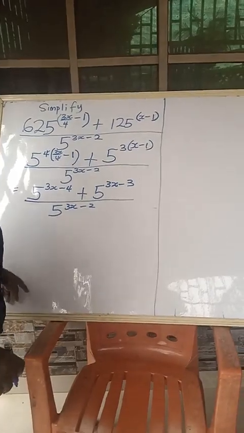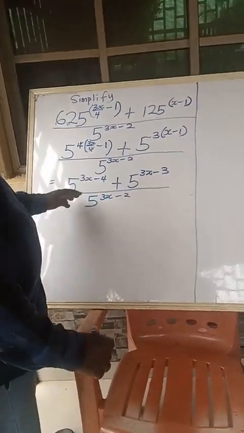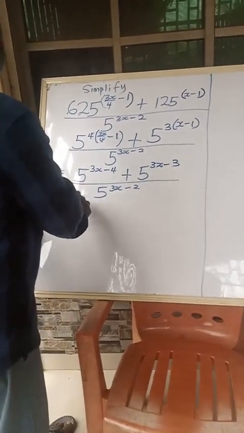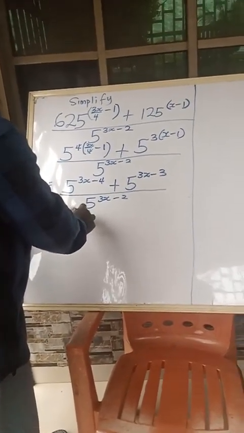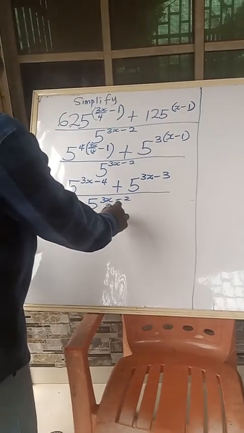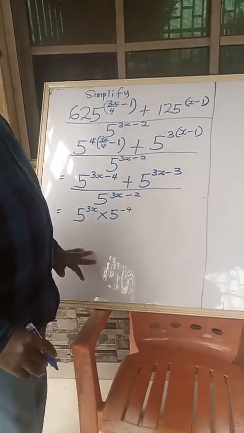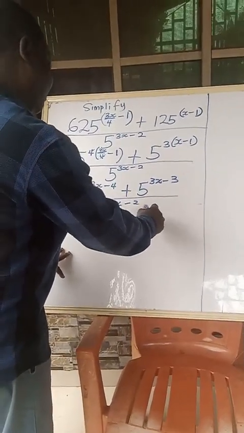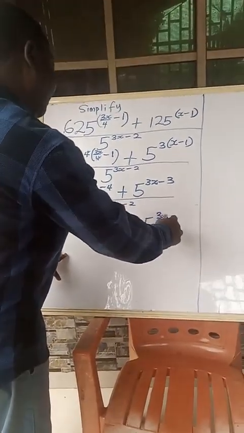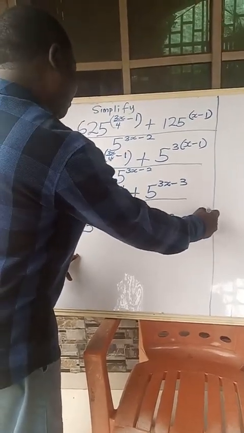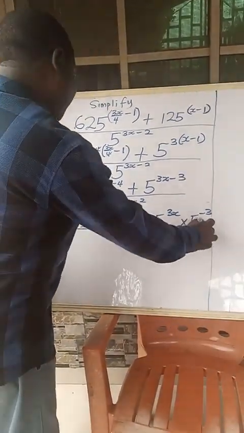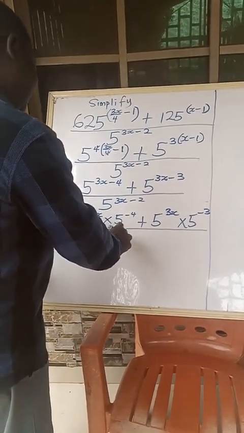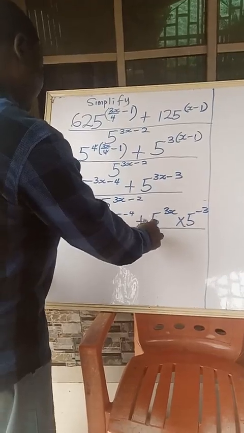Then the next step, I want to split these indices into two parts. 5 raised to power 3x minus 4 is the same thing as 5 raised to power 3x times 5 raised to power minus 4, according to one of the laws of indices. Then plus 5 raised to power 3x minus 3 is the same thing as 5 raised to power 3x times 5 raised to power minus 3. And I want to do the same thing to this denominator. So 5 raised to power 3x times 5 raised to power minus 2.